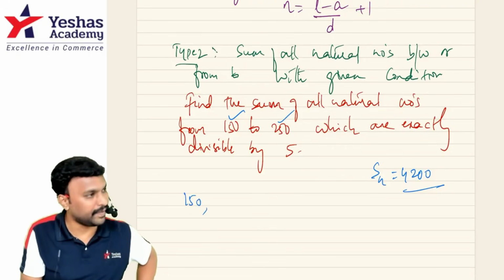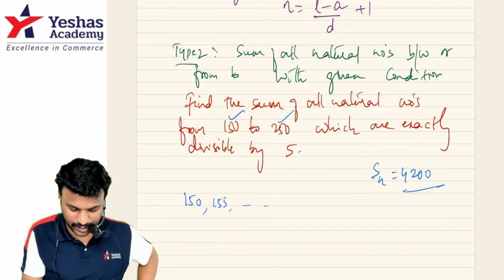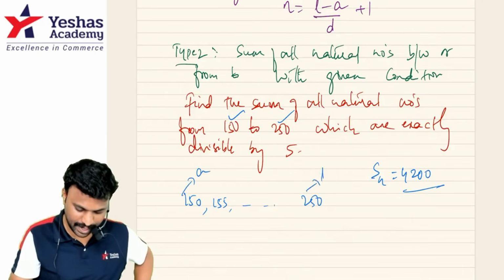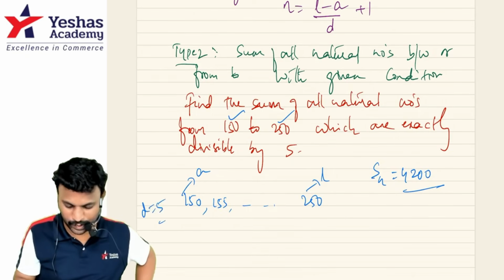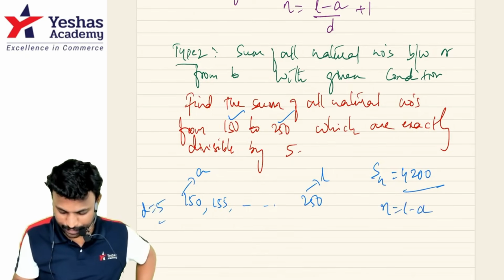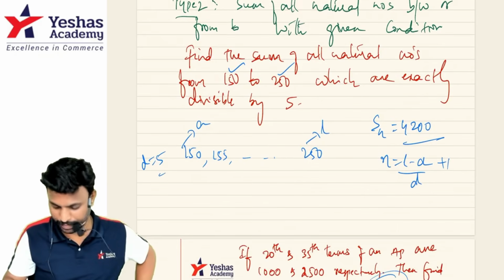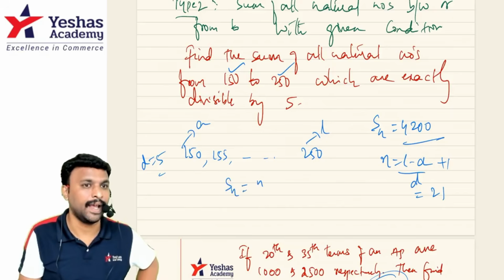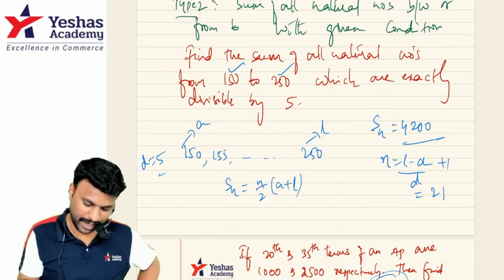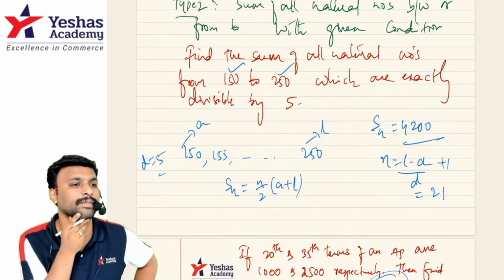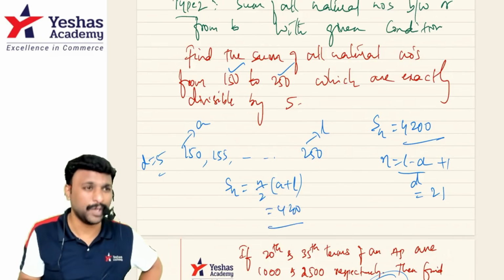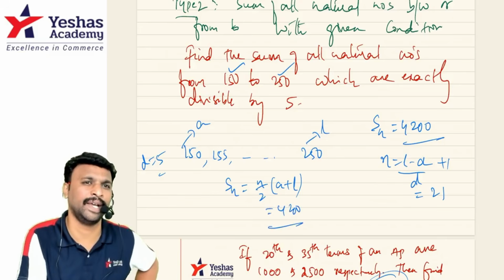150 is definitely the first number, 155 and so on. Last number, 250. I have a, I have l, I have d which is 5. So what is n? (l minus a) by d, plus 1. How much? 21. Now what is Sn? n by 2 into (a plus l). 5000? You getting it? Everybody.